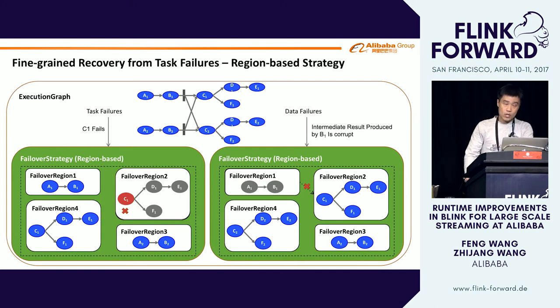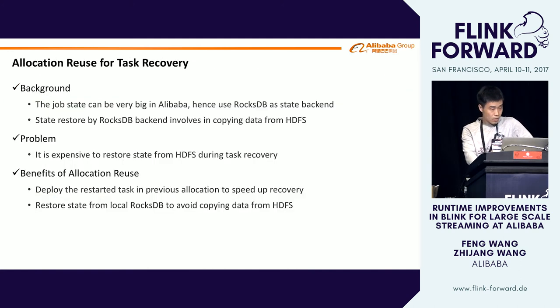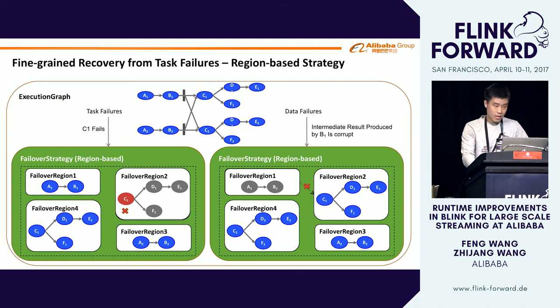The failover regions also communicate with each other through the intermediate result. And there are two kinds of failures. The first is task failure. In this case, a task fails, and we will restart the region which contains the failed task. The second is data failure. In this case, the non-pipelined intermediate result produced by a region is corrupted. Then we will restart the region which produced the corrupted intermediate result.